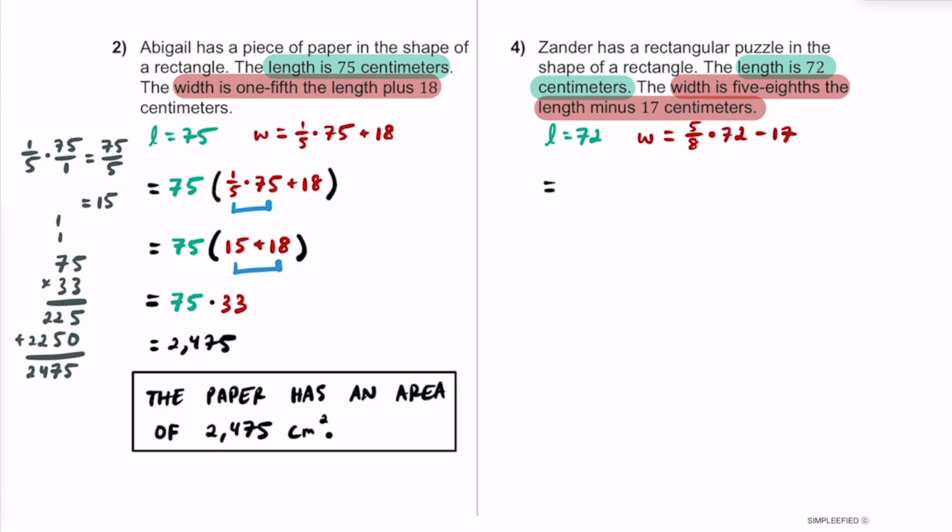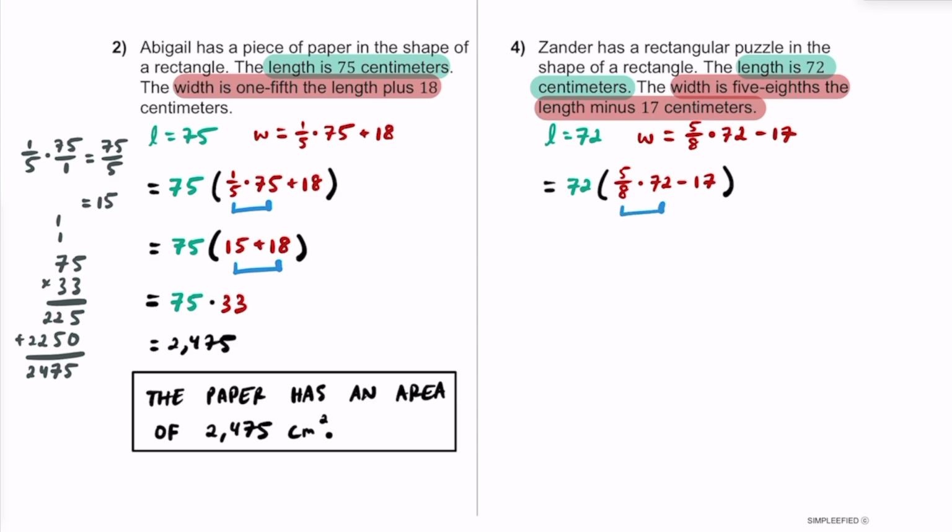Now to get the area, it's length times width. We have the length is 72. Let's multiply by the width here. The width is going to be 5/8 multiplied by the 72. But we know it's going to be 17 less than whatever that is. So let's go ahead and write minus 17.